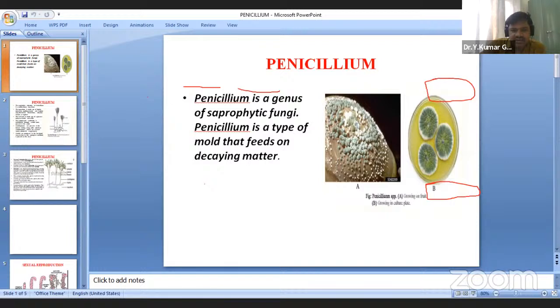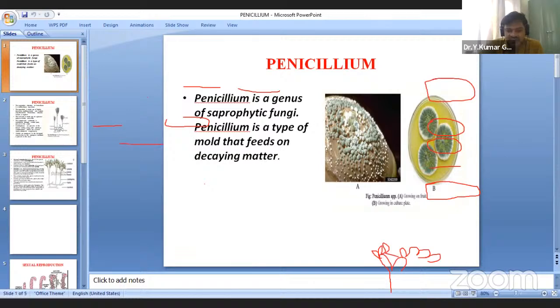If we take the branched one, the separate branches are called metulae. On the metulae, another specialized branch forms, called the phialide. The bottle-shaped structures on the conidiophore are called phialides. After formation of the phialides, the cells divide mitotically, forming conidia. The phialide cells again divide, pushing the first conidium toward the outside.